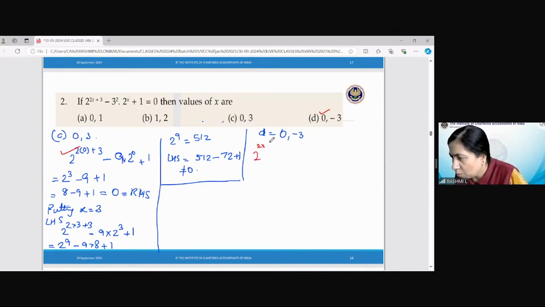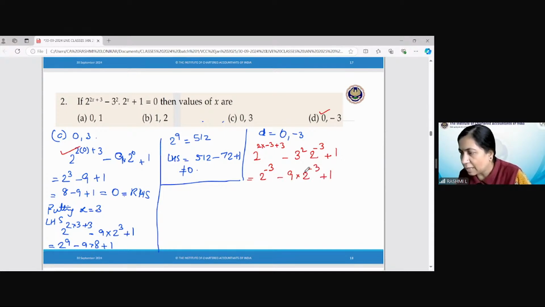2 raised to 2 into -3 plus 3 minus 3 square into 2 raised to -3 plus 1. So how much is this? 2 raised to -6 plus 3. -6 plus 3 is -3. So 2 raised to -3 minus 9 into 2 raised to -3 plus 1. I can take 2 raised to -3 outside. 2 raised to -3 into 1 minus 9 plus 1.